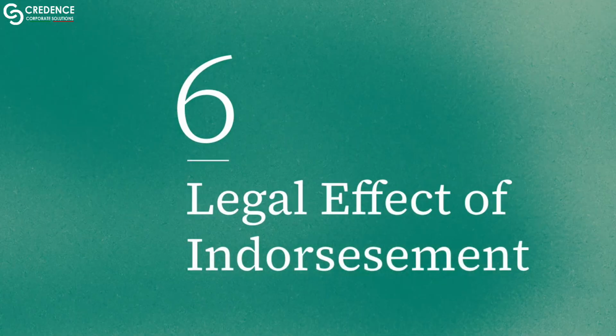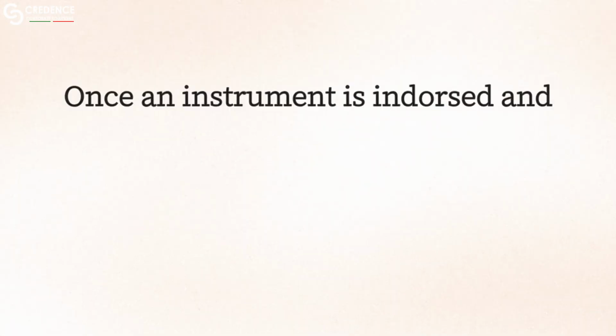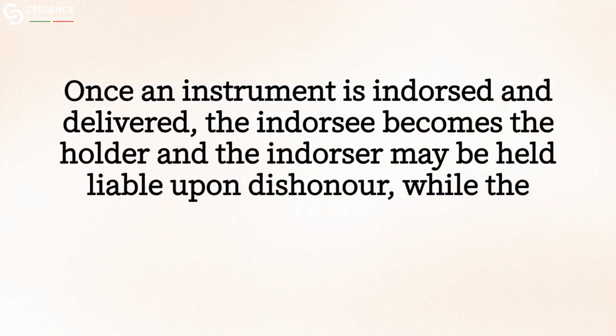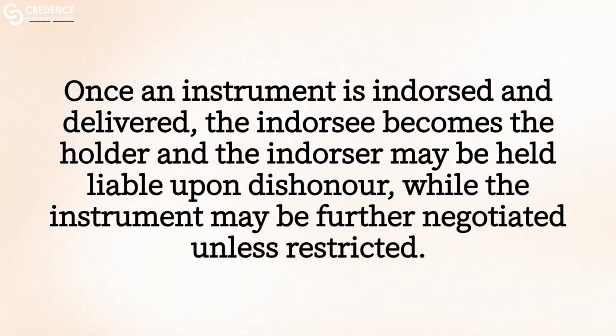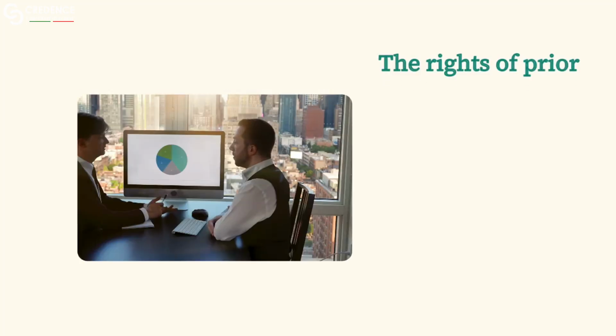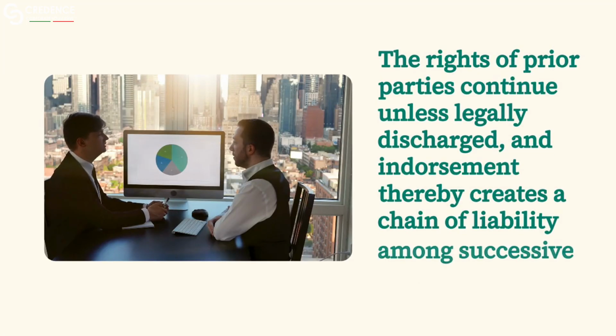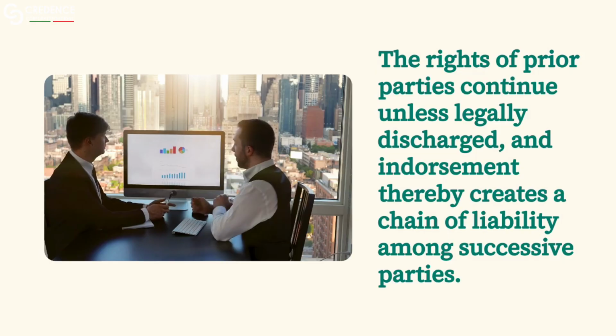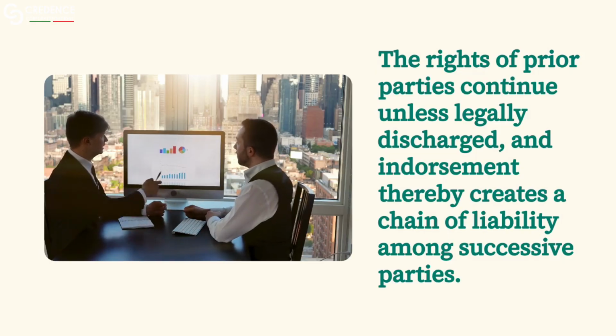6. Legal effect of endorsement. Once an instrument is endorsed and delivered, the endorsee becomes the holder and the endorser may be held liable upon dishonor, while the instrument may be further negotiated unless restricted. The rights of prior parties continue unless legally discharged, and endorsement thereby creates a chain of liability among successive parties.